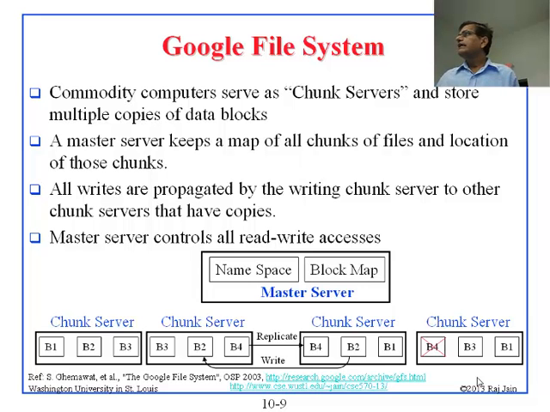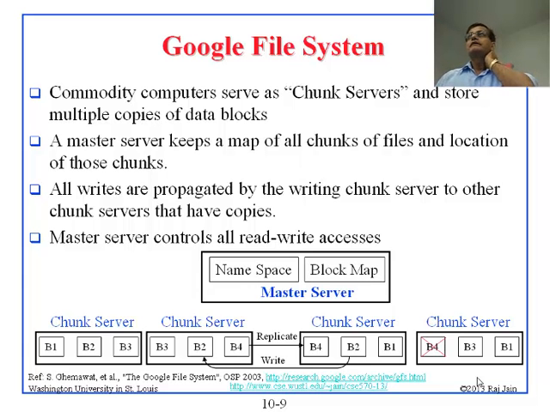Right? And if something is written, then we write it to all other copies as well. So if somebody writes here, then it is written to other places. All that is good. And there is one master server though. In addition to this chunk server, there is a master server, which is a central controller, which really keeps track of the whole thing. So this knows where B1 is. B1 is here, B1 is here, and B1 is here.